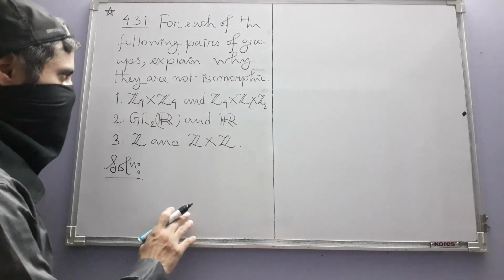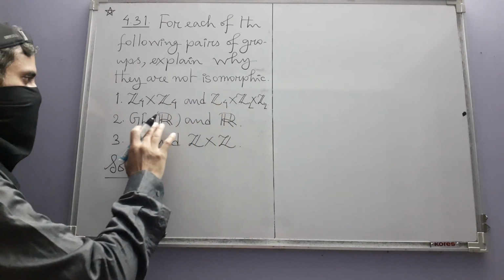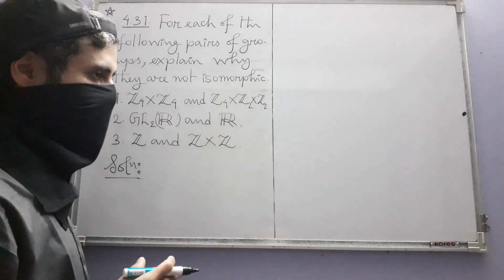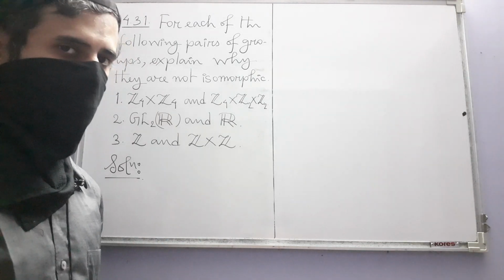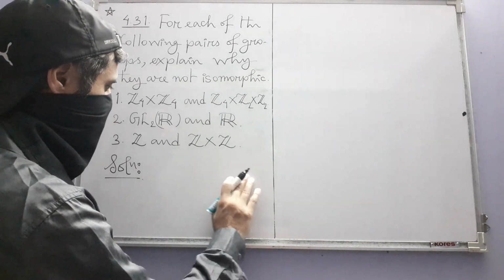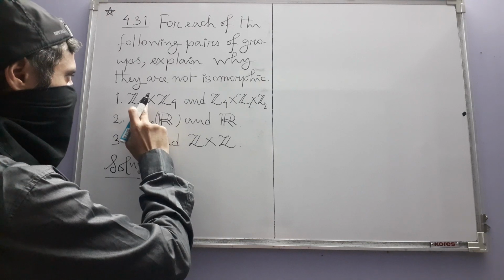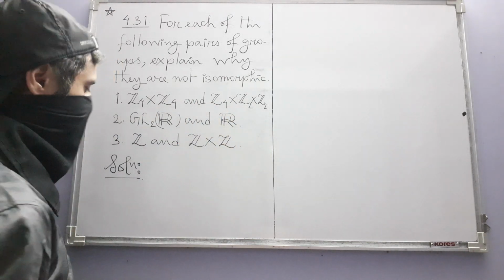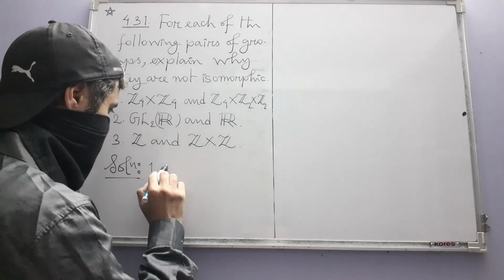For example, had they been isomorphic, both of them should have had the same number of elements of order 2, say. But that's where they are not the same. That is, we are now going to show that the number of elements of order 2 in this group is different from the number of elements of order 2 in the other group. So let's start the solution accordingly.